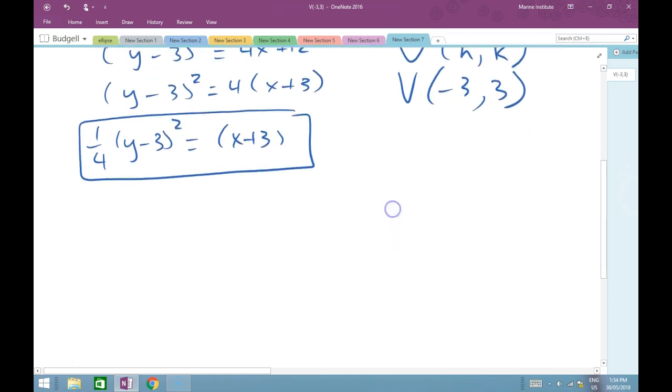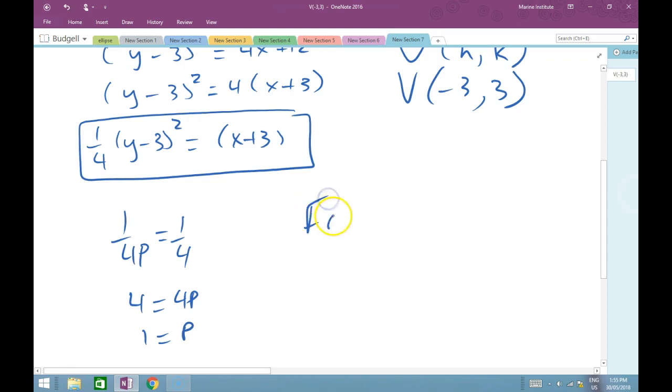Now, the next thing we have to do is find that p term. So 1 over 4p is equal to the number in front of that square term, which we call the a term. It happens to be 1 over 4. Cross multiply and divide, and we get p equal to 1.